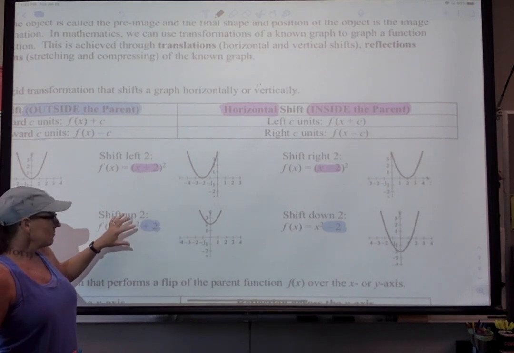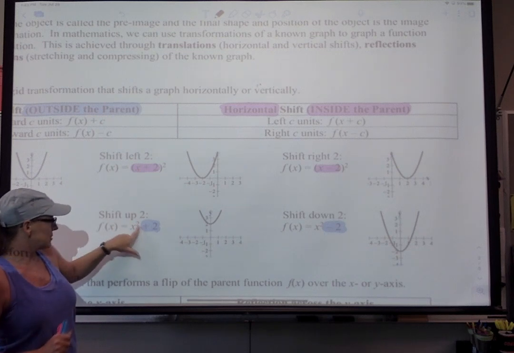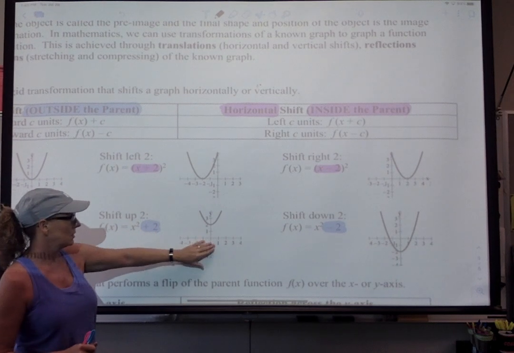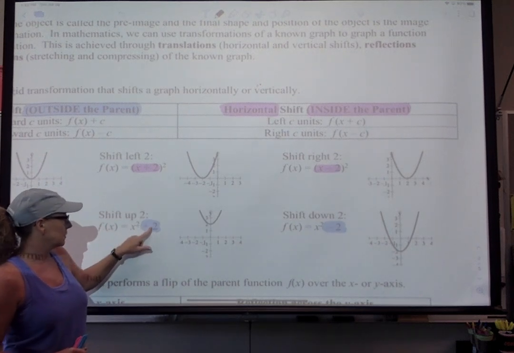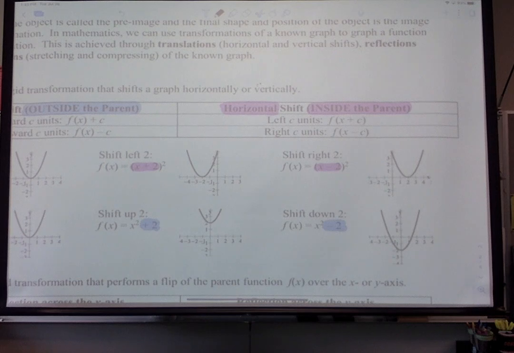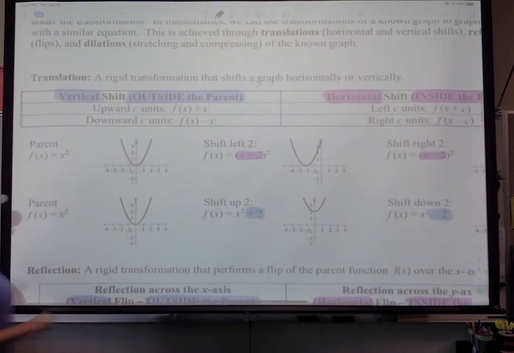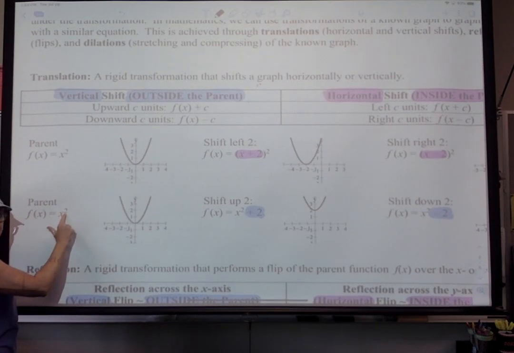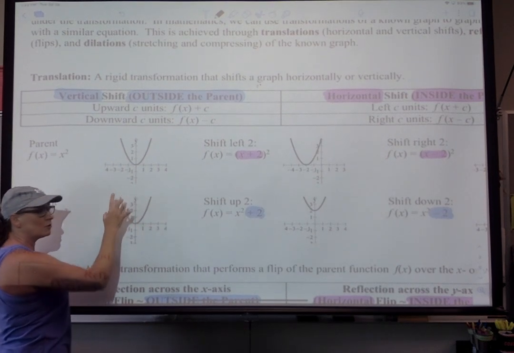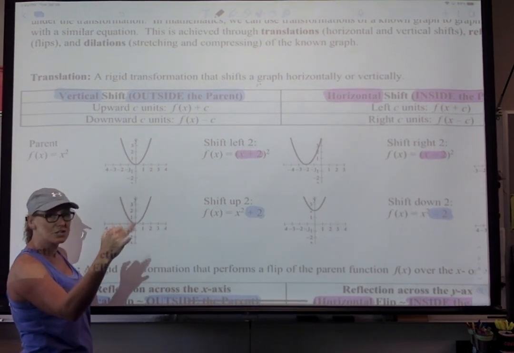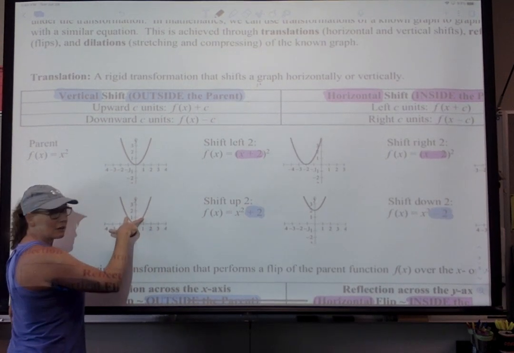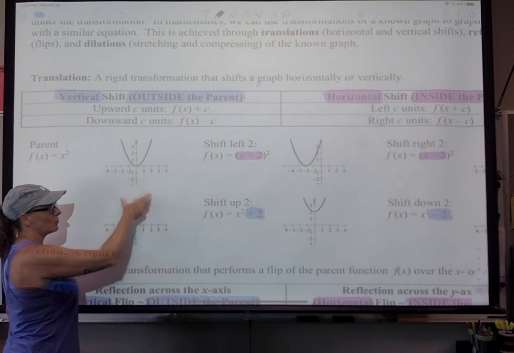Now, a vertical transformation. So this parent function is going to be shifted up 2. It's a vertical shift. It says plus 2. So here's what's cool. See this equation? There is no plus anything on the end. We have those typical y values, those 5 ordered pairs that I showed you yesterday. Here there's a y value of 0. Here there's a y value of 1. Here there's a y value of 4.